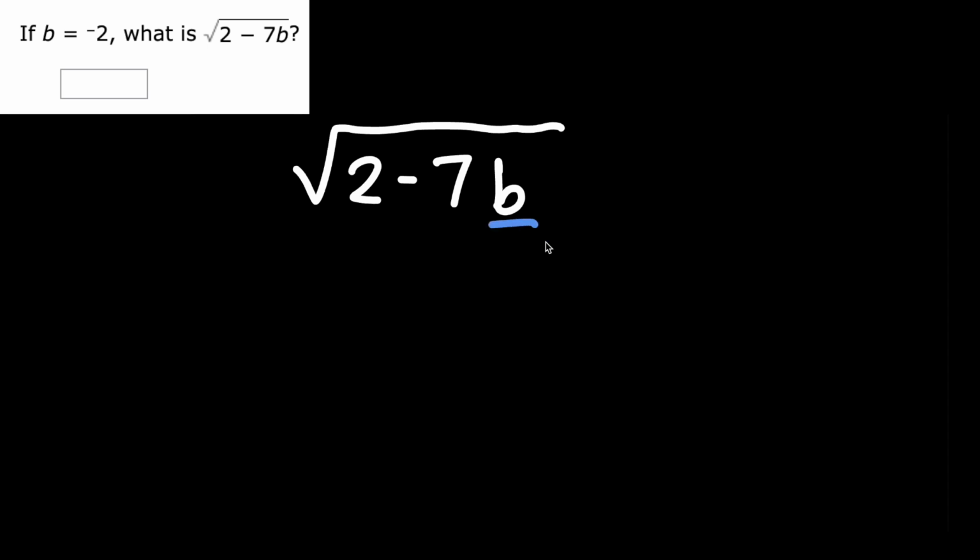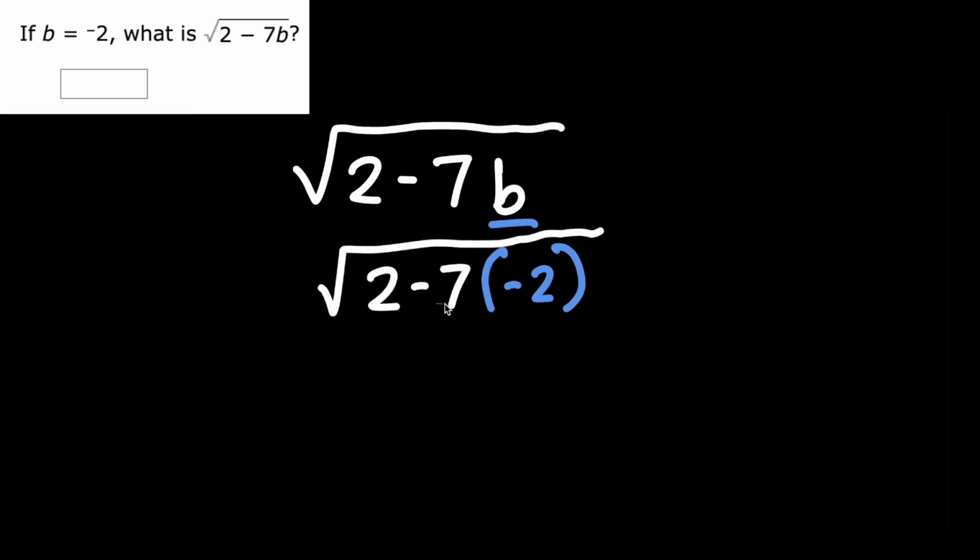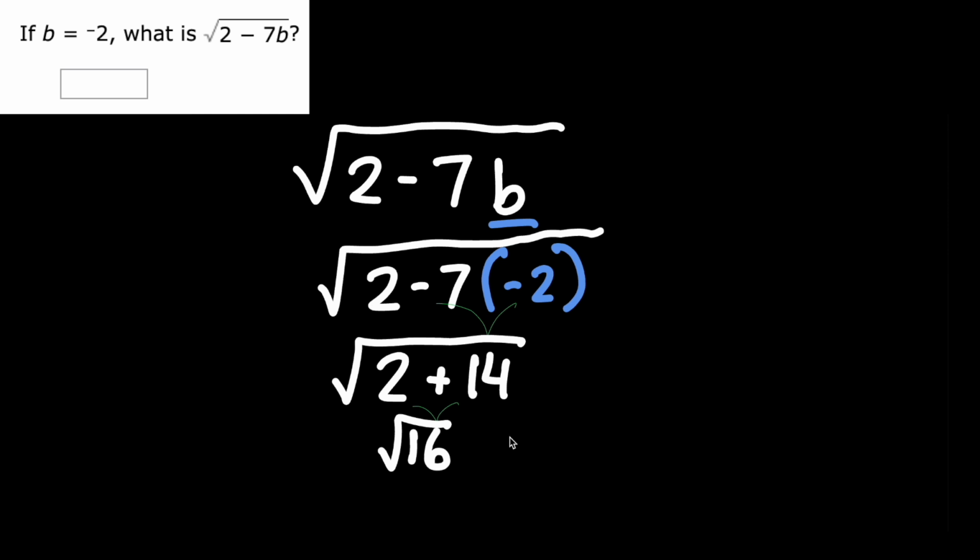Next we're substituting -2 for b. From here our first step is to multiply, not just by 7, but by -7. So -7 times -2 is +14. Now we have 2 plus 14 to get 16. The last step is to find the square root of 16, which is 4.